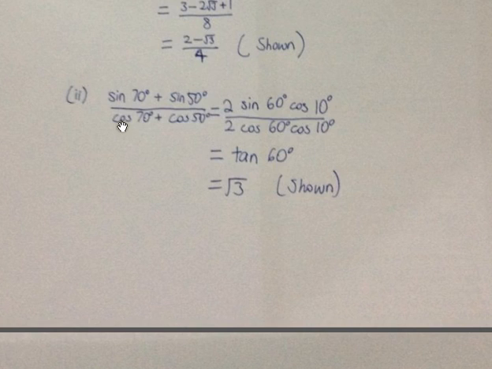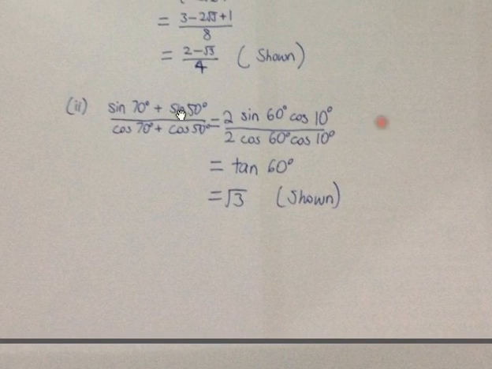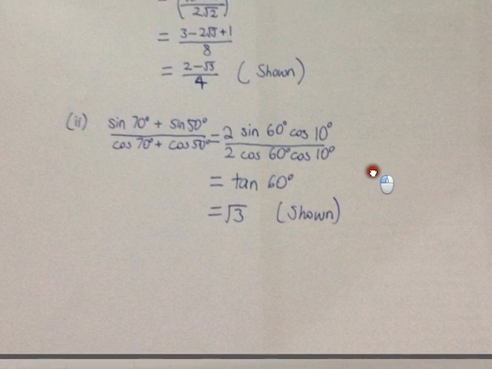And the formula for cosine plus cosine is 2 times cosine half of 70 plus 50 times cosine half of 70 minus 50 degrees. So as you can see from here, 2 and 2, cosine 10 degrees and cosine 10 degrees will reduce and be cancelled away. So what we are left with is sine 60 degrees out of cosine 60 degrees, which is equal to tangent 60 degrees. And tangent 60 degrees is equal to root 3.